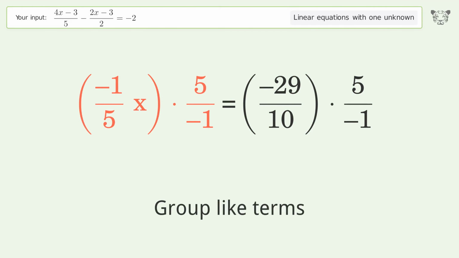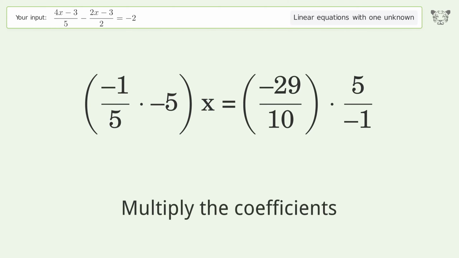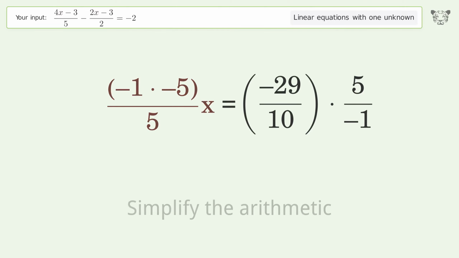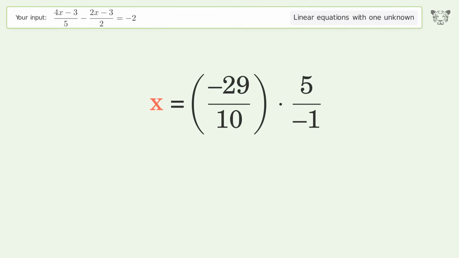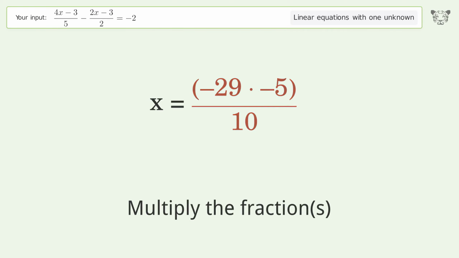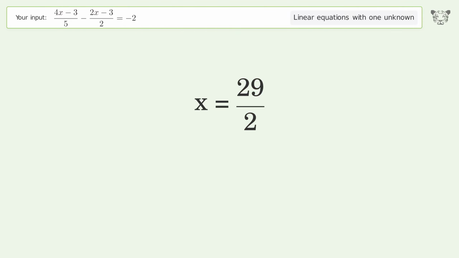Group like terms. Multiply the coefficients. Simplify the arithmetic. Multiply the fractions. Simplify the arithmetic. And so the final result is x equals 29/2.